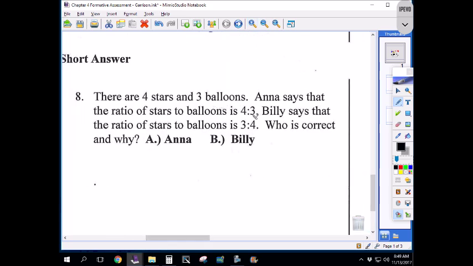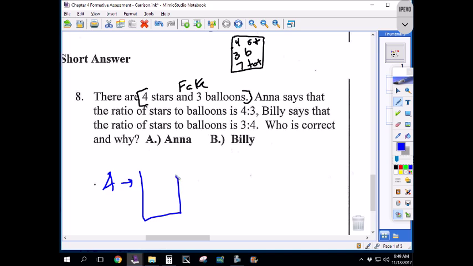Okay, there are 4 stars and 3 balloons. So right now I'm going to just do edge pieces because that's my fake ratio. So if you didn't do this, you might want to, just so you have it. We know that there are 4 stars. We know that there are 3 balloons, which means there are 7 total, right? Okay. Anna, let's think about what Anna's saying here real quick. Let's do her edge pieces.